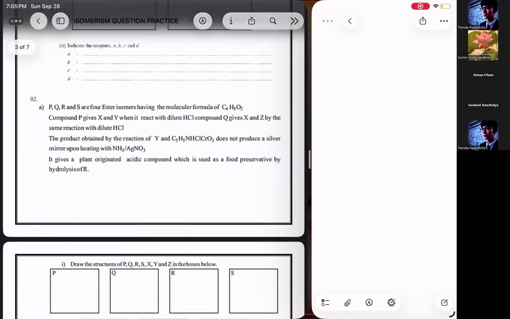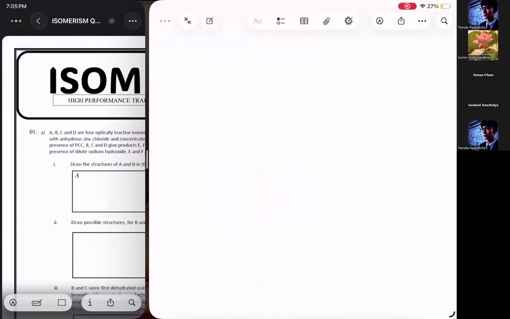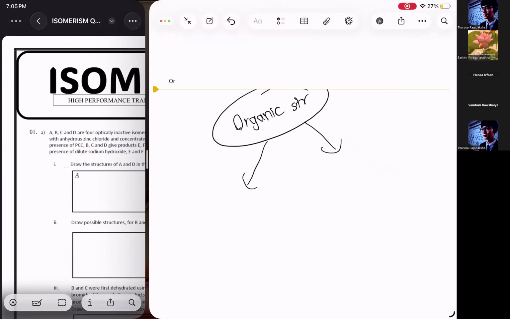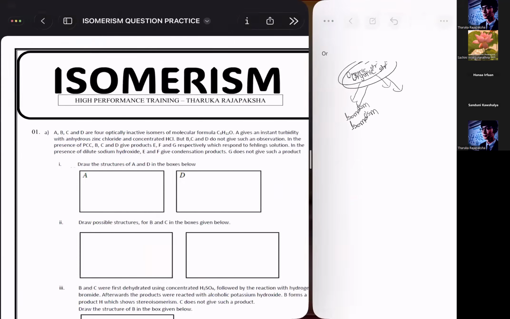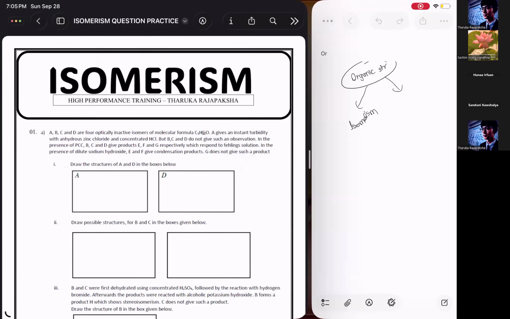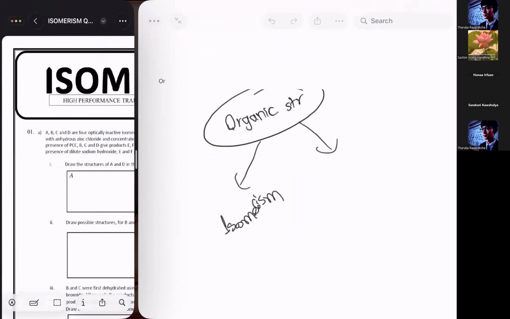So, when it comes to an organic structured essay question, there are two parts to it. The first one is the isomerism part, where they give a molecular formula, like C5H12O, it gives instant turbidity. Likewise, identifications and isomerism combined, the part A is there.